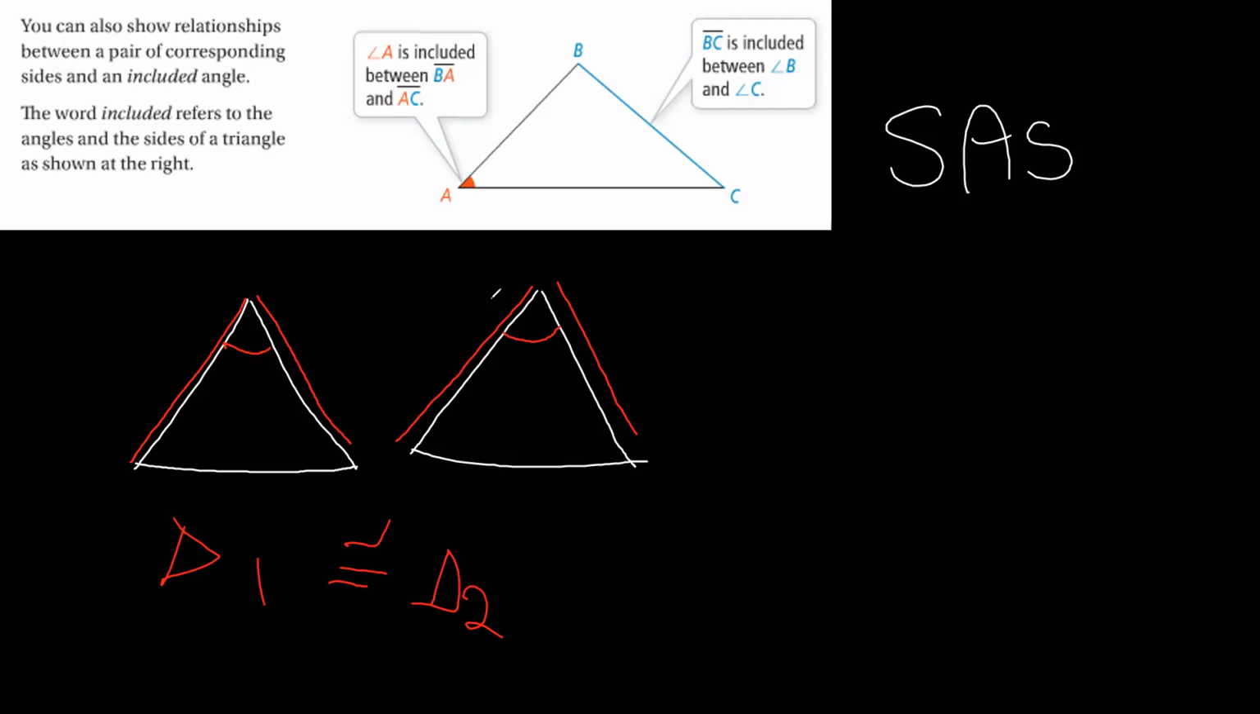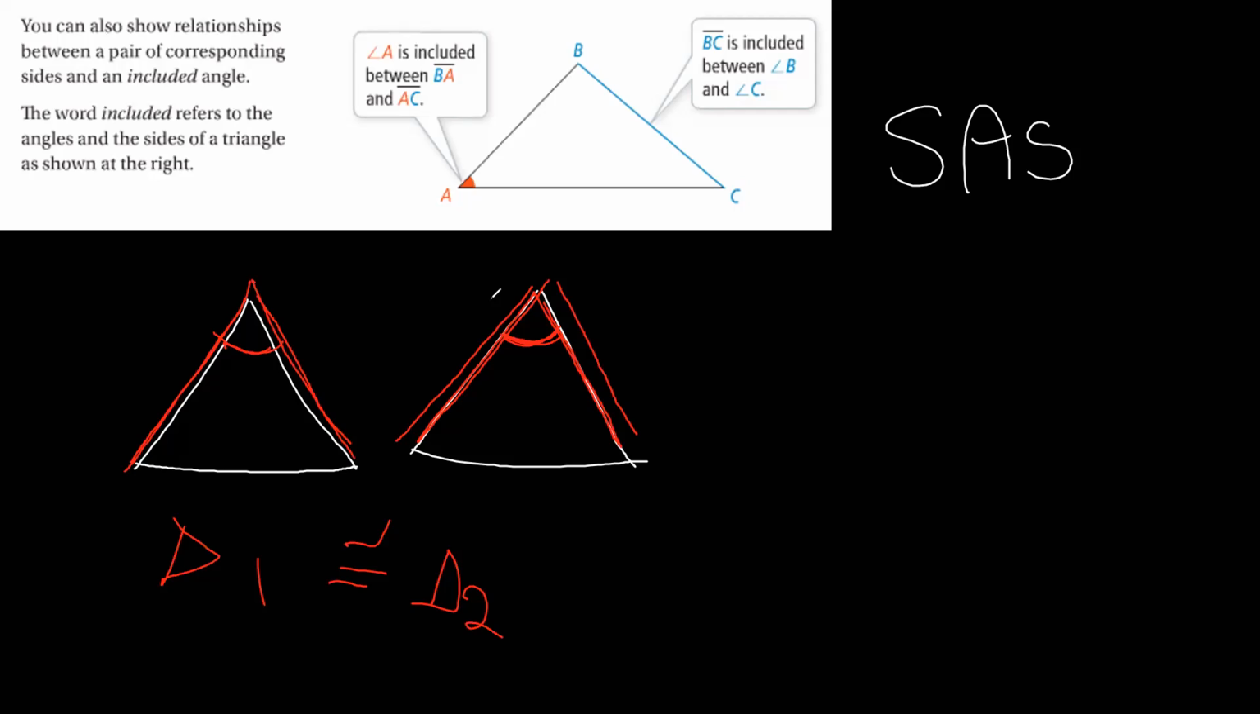The angle here must be included. What does it mean by included? Each angle must have two sides, and those two sides are my congruent sides. So if I need to prove that these two sides are congruent, I need a side and an angle between them.